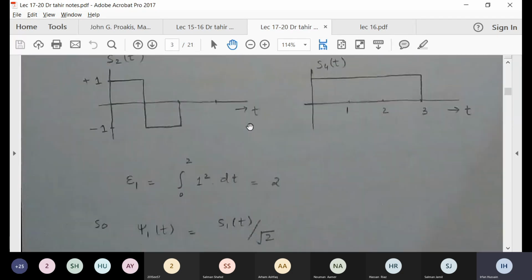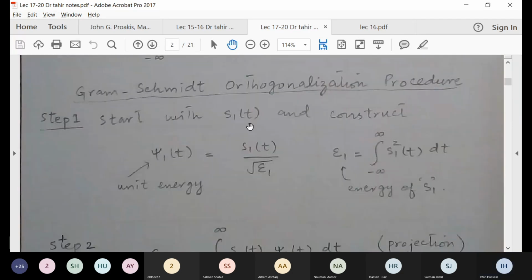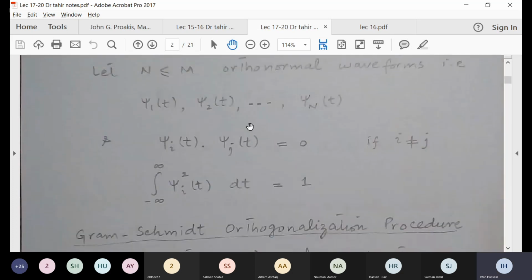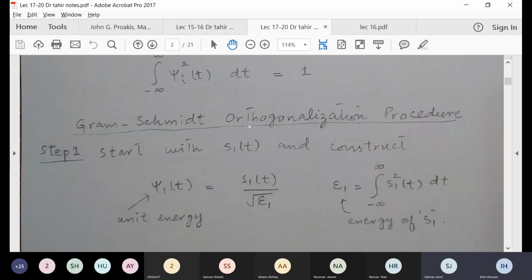Are the notes visible? Are the notes visible to you? Yes sir.